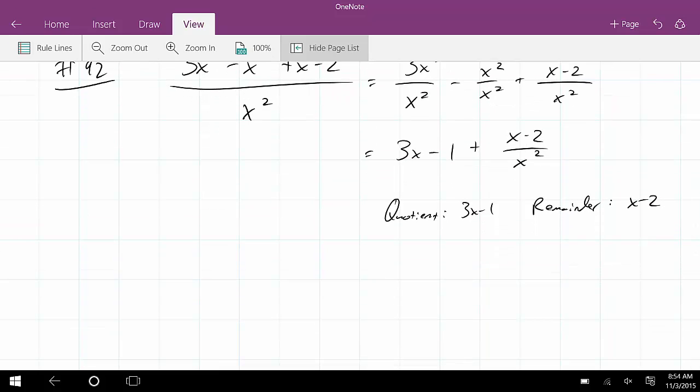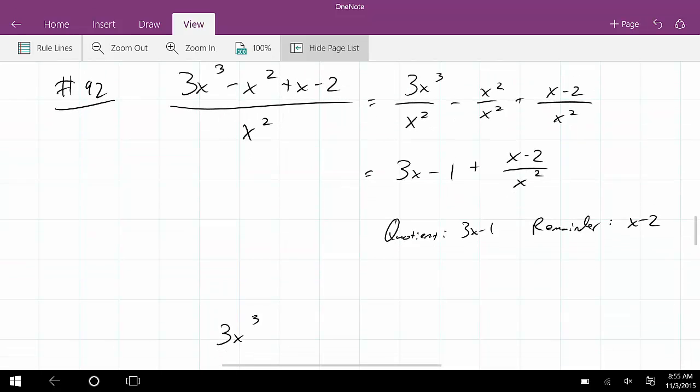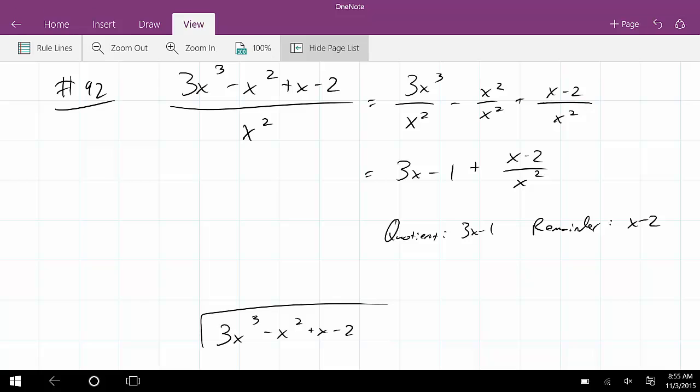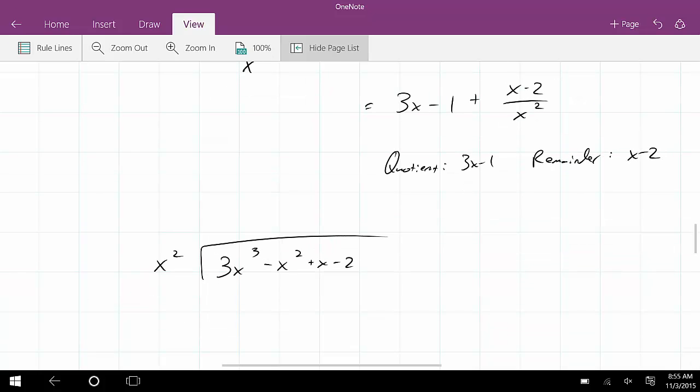But if you didn't notice that, then you could do this with long division as well. You could say that you have 3x cubed minus x squared plus x minus 2, and this is being divided by x squared. So you could say, okay, what do I need to multiply x squared by to give me 3x cubed? Well, you need to multiply it by 3x, so 3x times x squared is going to be 3x cubed.